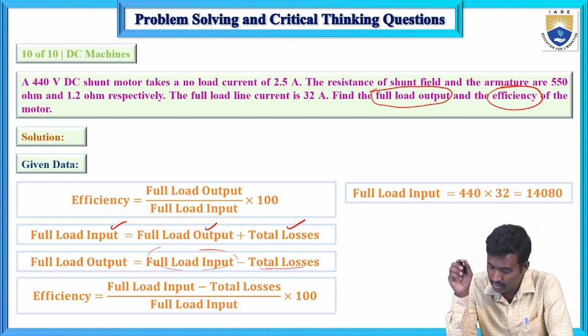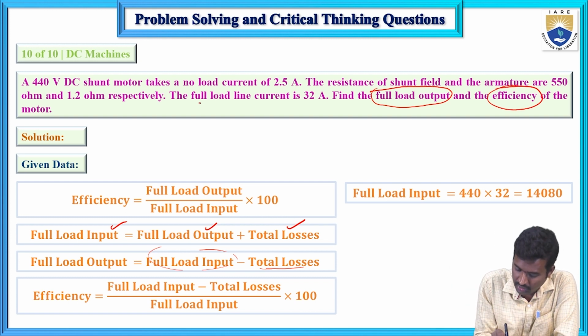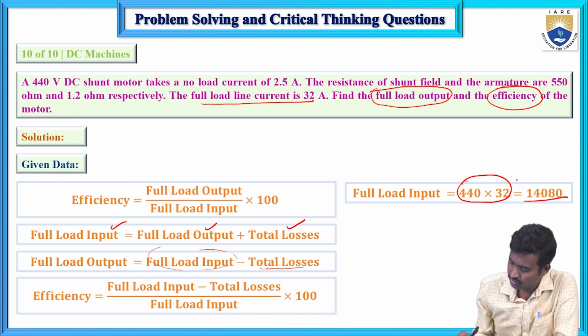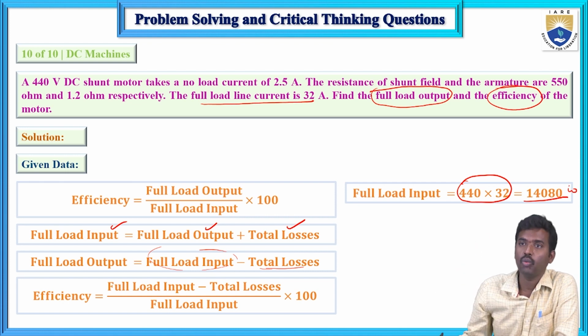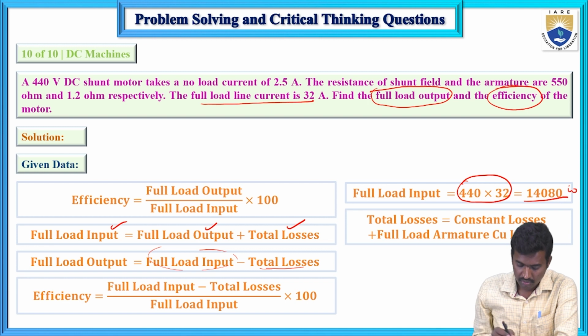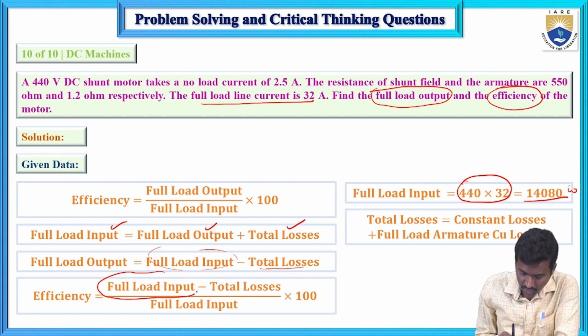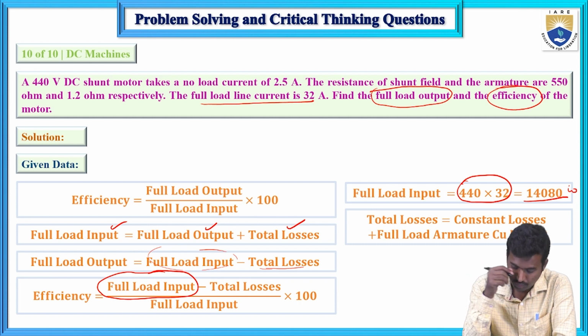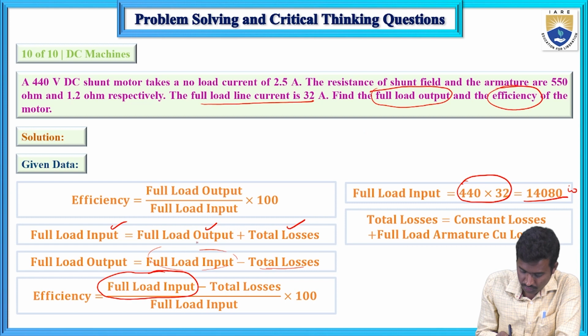The next thing, here full load input is electrical energy. Now here full load input, the line current, is 440 into 32, that equals 14080 watts. Now here we got total input, and we need full load output.